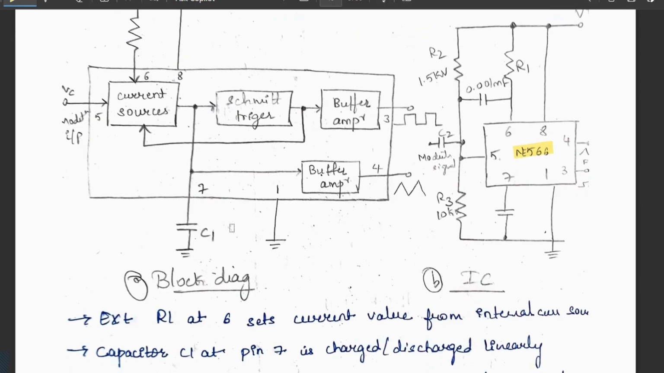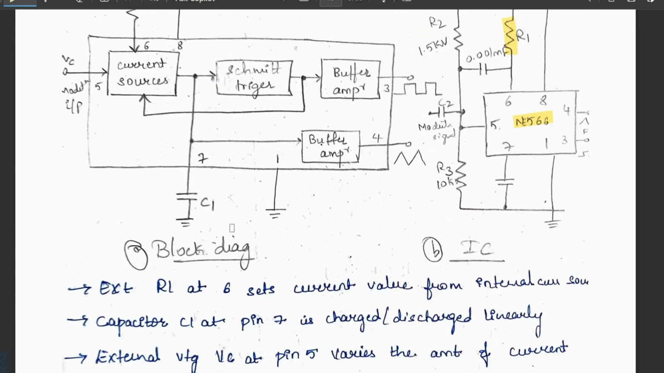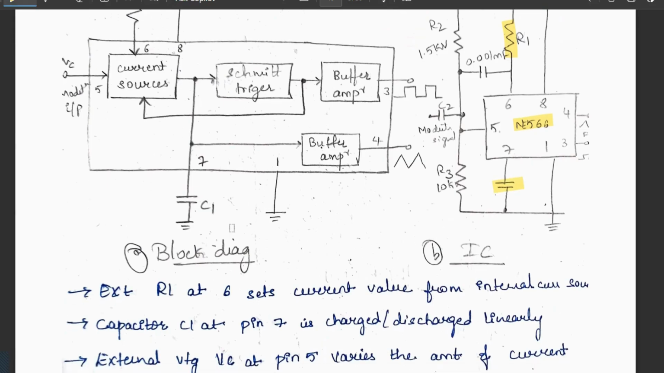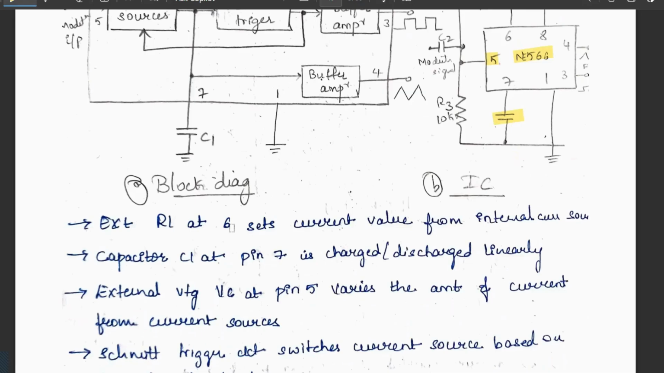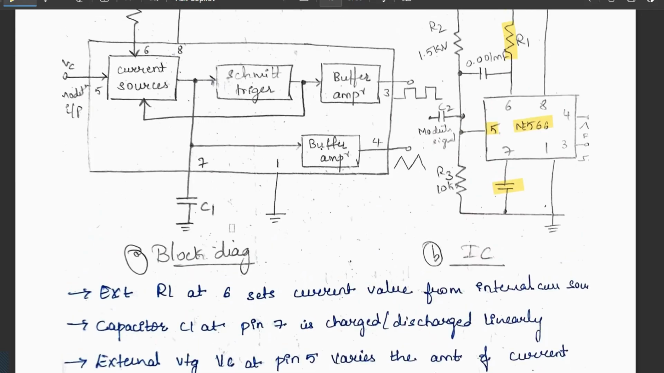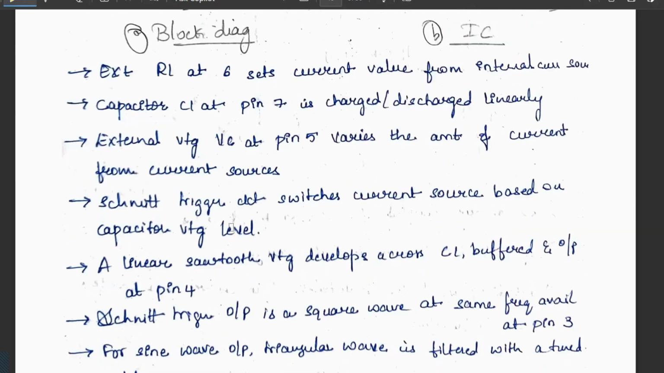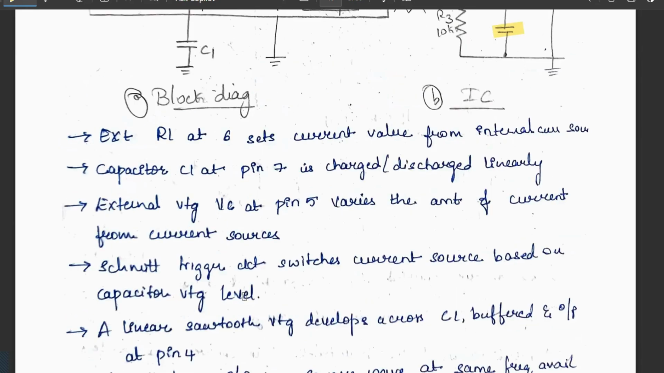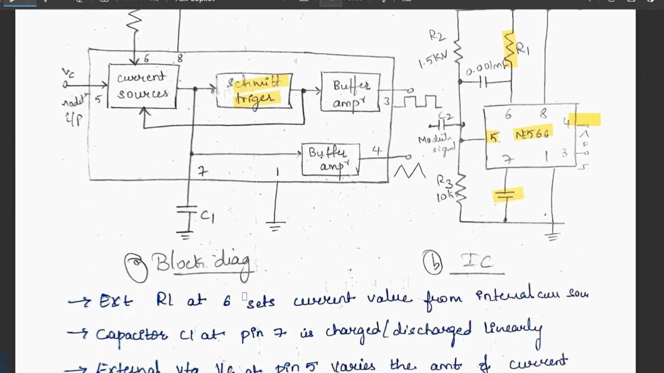External resistance R1 is connected to pin 6 of the 566 and sets the current value for the internal current source. Capacitor C1 at pin 7 is charged or discharged linearly. The external voltage given at pin 5 varies the amount of current from the current sources. A Schmitt-trigger circuit switches the current source based on the capacitor level. Next, a linear sawtooth voltage develops across C1, and we get a buffered output at pin 4.